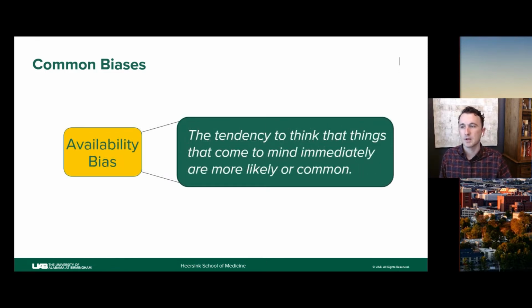Okay, availability bias. This is the tendency to think that things that come to mind immediately are more likely or more common. Now, when I say more common, this is in the sense of how we were taught in medical school, such as thinking about a pheochromocytoma in any case with uncontrolled hypertension. We think about it all the time. It always comes to mind, but it's virtually never a pheo, right?